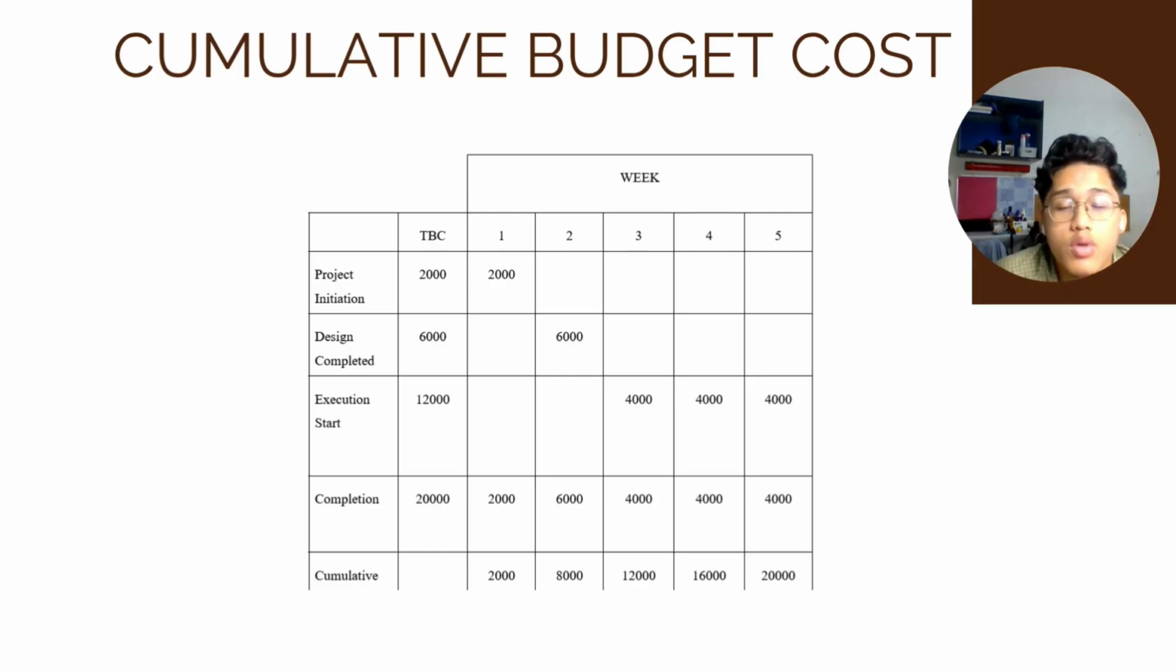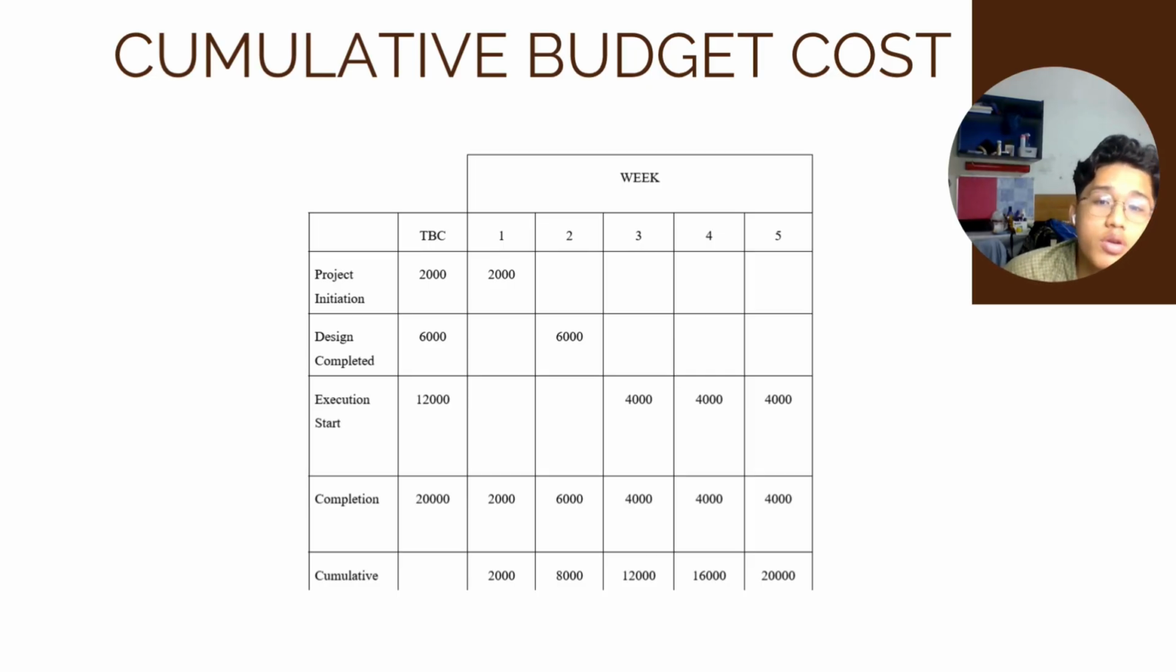For the execution start, we will divide the 12,000 into 3 weeks. So each week is 4,000. In week one, we will use 2,000 in the project initiation. So the cumulative is 2,000. In week two, another 6,000 is going to be used. So the cumulative is 8,000. In week three, we will use 4,000. So the cumulative is 12,000.